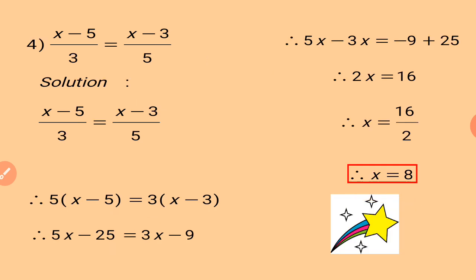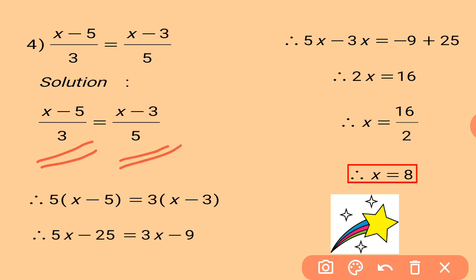The fourth question now. Here it is x minus 5 whole upon 3 equal to x minus 3 whole upon 5. If you think of it, this is one entire term and this is also a single term. When such a situation is there, the method is the cross multiplication method. So these two are to be multiplied. 5 is to be multiplied by x minus 5, and you get 5, inside the bracket, x minus 5.